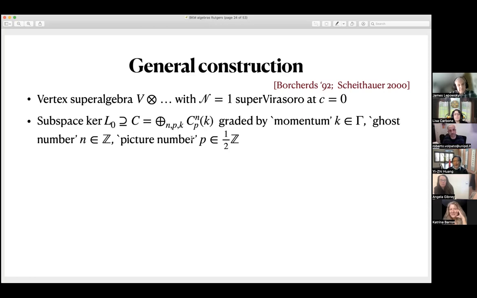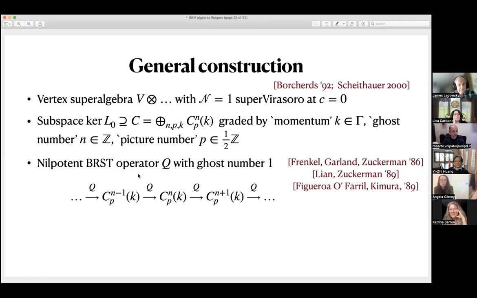which essentially will be the kernel of L0. And this subspace has many gradings. In particular, it is graded by what I will call, in physics parlance, a momentum. This momentum k takes values in some lattice that at the end of the construction will be the root lattice of your BKM algebra. For example, for VF natural, this will be gamma 1,1, the hyperbolic lattice with signature 1,1. But then you have two more gradings: a Gauss number grading by an integer and a picture number grading by integers or half integers. Then what I will do is a BRST construction of the physical space of states.